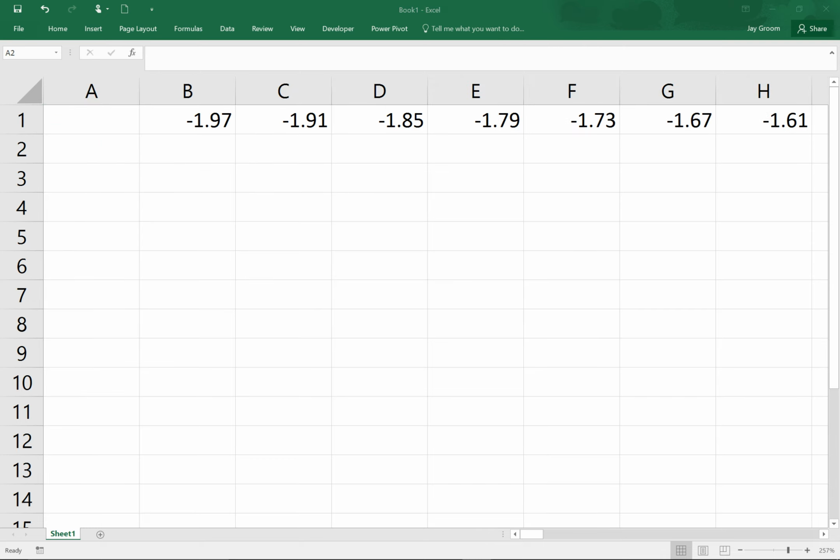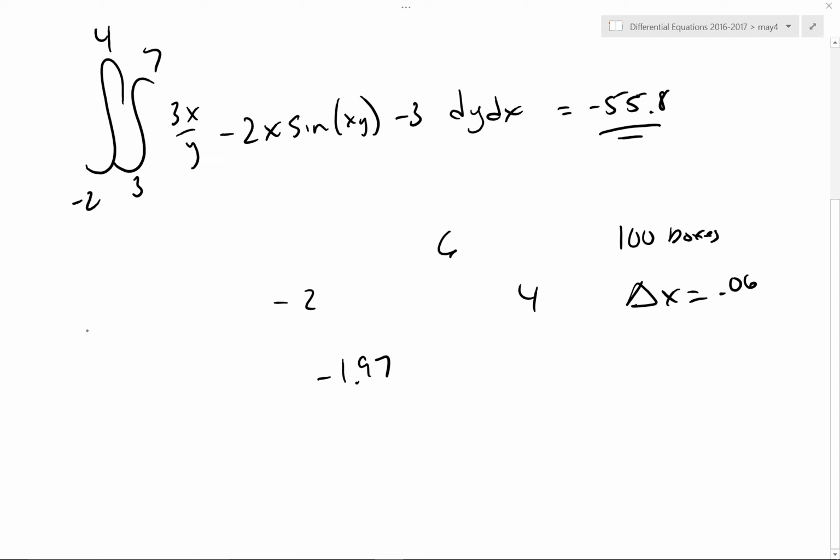And then, what about this one here? We're going from 3 to 7, so that's a different distance of 4. If I do 100 again, that's 0.04. So 3.02 is my first midpoint.